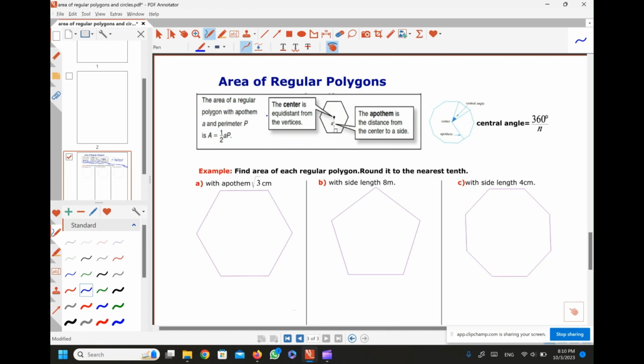Hello guys, in this video I'll explain area of regular polygons.